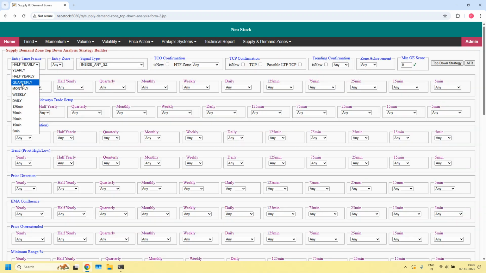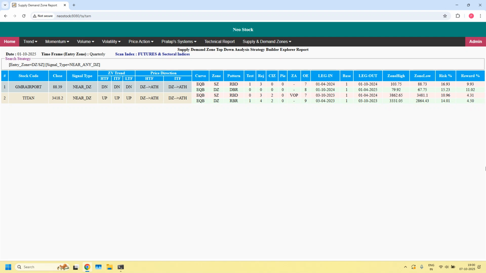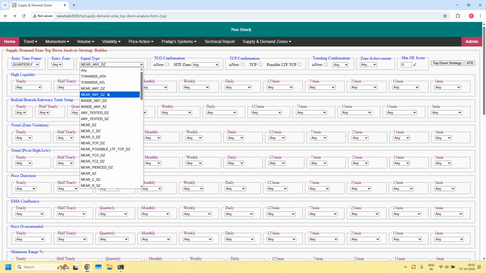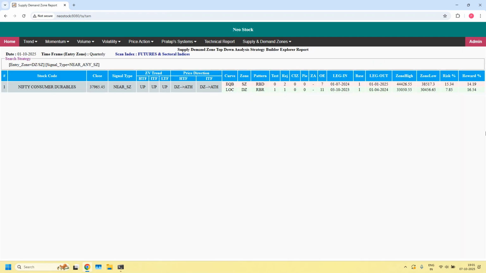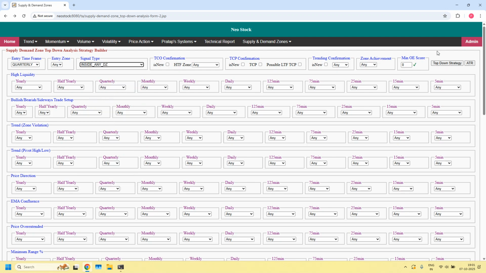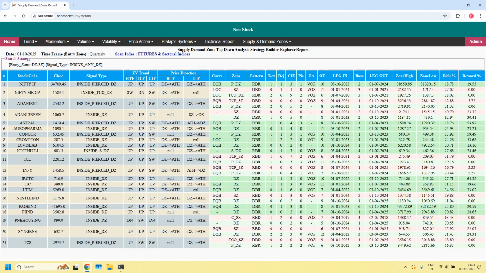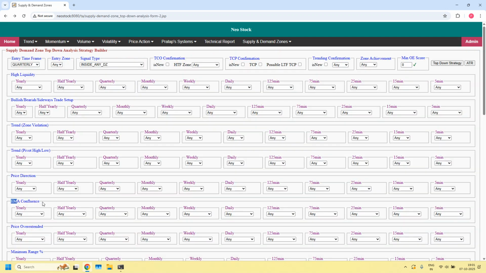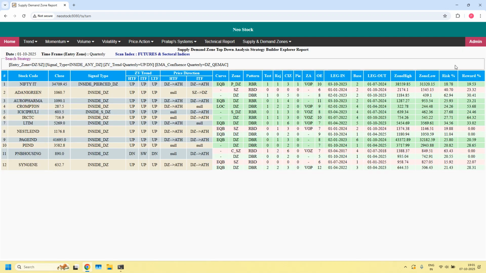Next time frame quarterly. Stocks near to the quarterly demand zone, we got 2 stocks. Next, stocks near to the quarterly supply zone, we got 1 stock. Next, price closed inside the quarterly demand zone, we got 21 stocks. We can further filter this list based on the quarterly demand zone having quarterly EMA Confluence, and also the trend on the quarterly should not be sideways. It can be an up or down trend. We got 12 stocks.